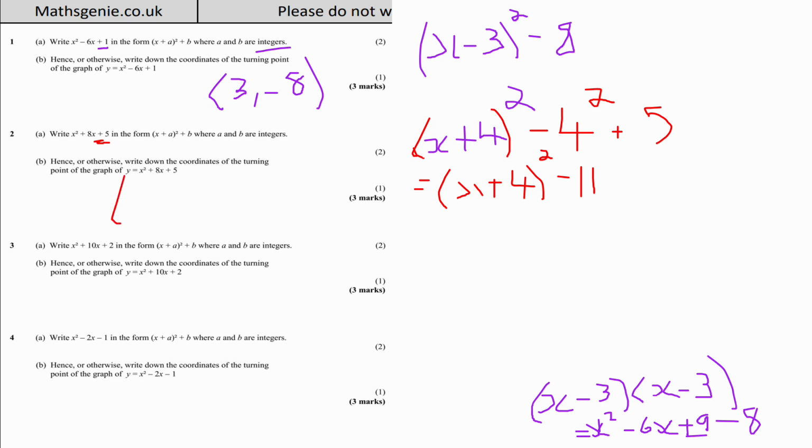So the turning point is just the signs. So it's minus 4, minus 11. The x coordinate is always the opposite to the sign that's inside the bracket, so it's essentially when the squared bracket equals 0. So that's the coordinates of the turning point. It's at the point where the graph turns, so it would look something like that, let's say, for argument's sake.